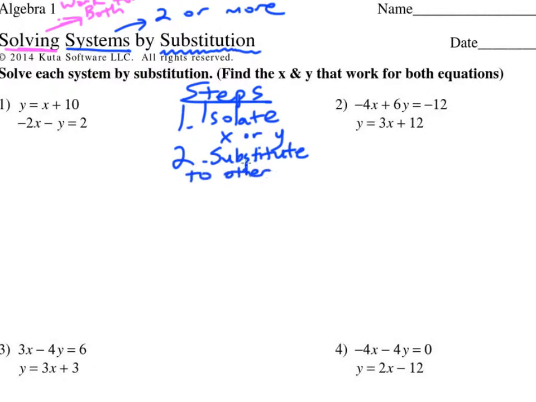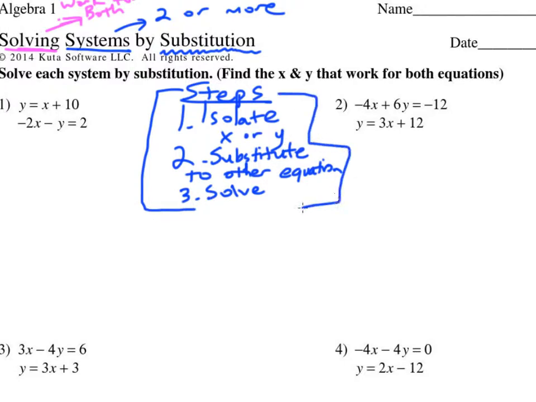And then step 3, you want to solve. Just go ahead and box that up. Again, the main 3 steps: you want to isolate x or y, it doesn't matter. Then you want to substitute to the other equation and then solve. All right? Isolate, substitute to the other, and solve. So let's take a look at number 1.